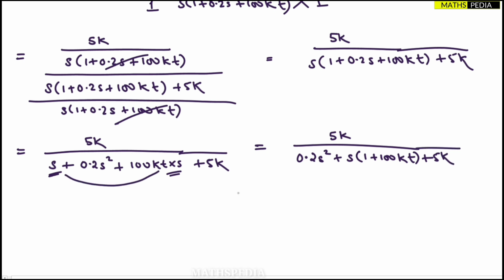From this two I have taken s common, so s into 1 is s, s into 100 kt is 100 kts. Okay, so that's why I have taken s as common. Now this part is also done. So this is the final C(s) by R(s) transfer function, what we needed.